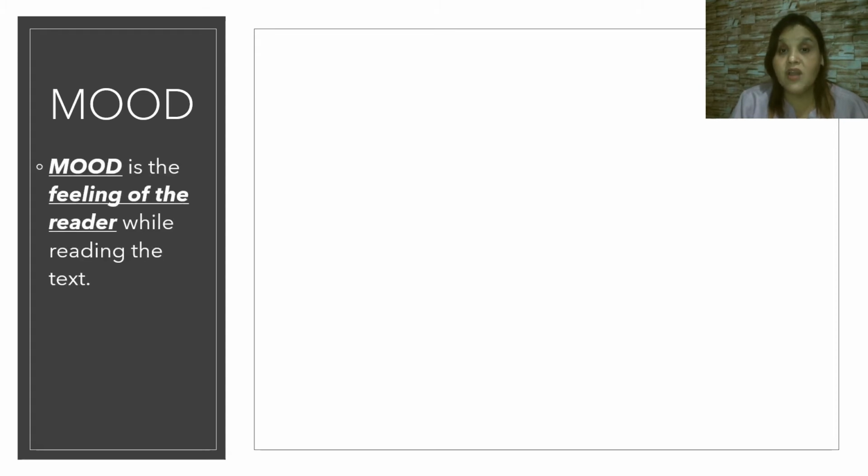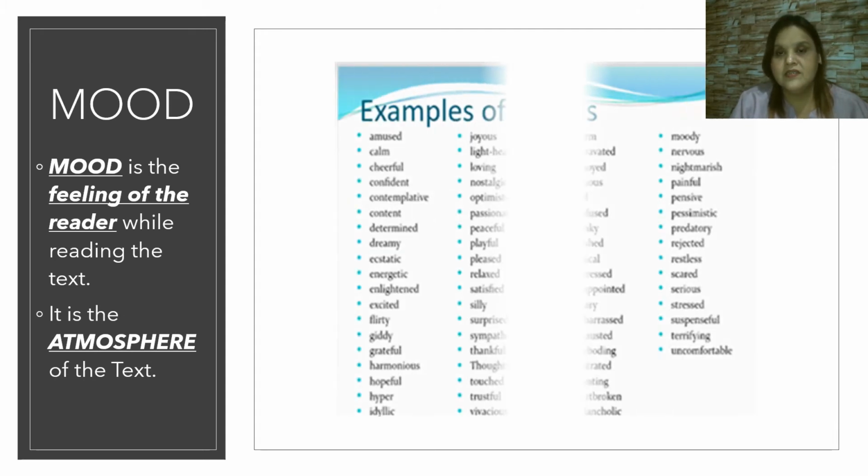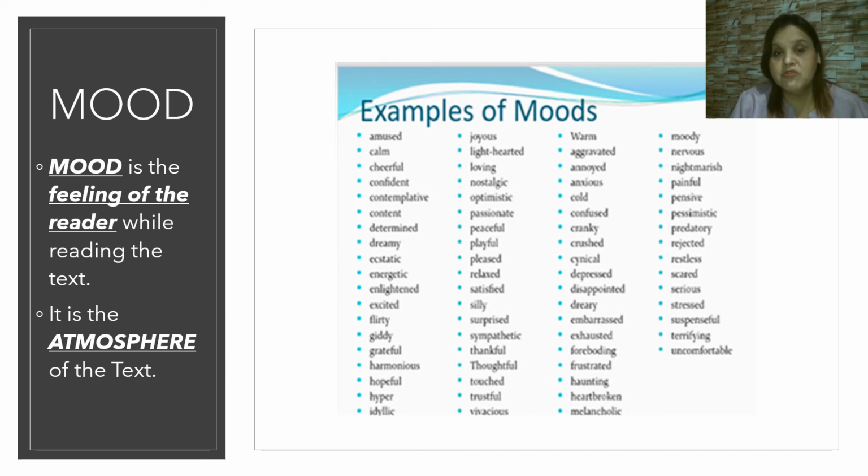If the tone is the feeling of the author, so what is a mood? Mood is the feeling of the reader while reading the text. It is the atmosphere of the text. Some of the examples of moods are amused, joyous or happy, warm, confused, scary, or serious.